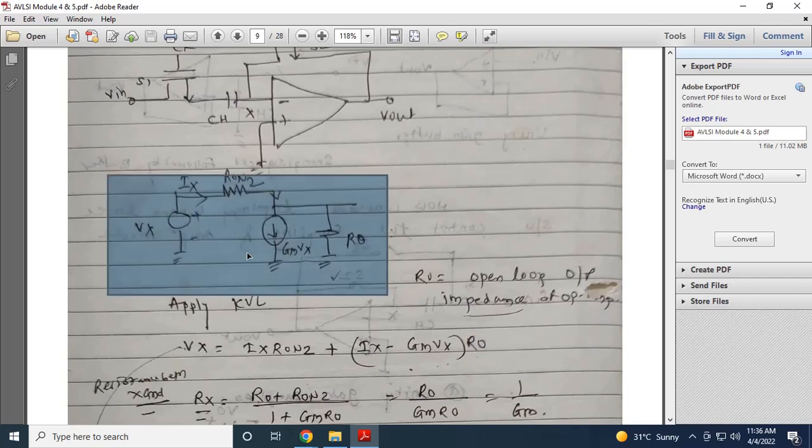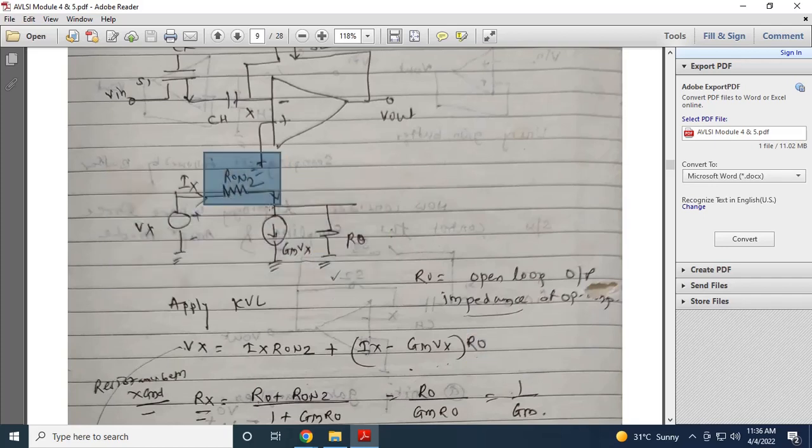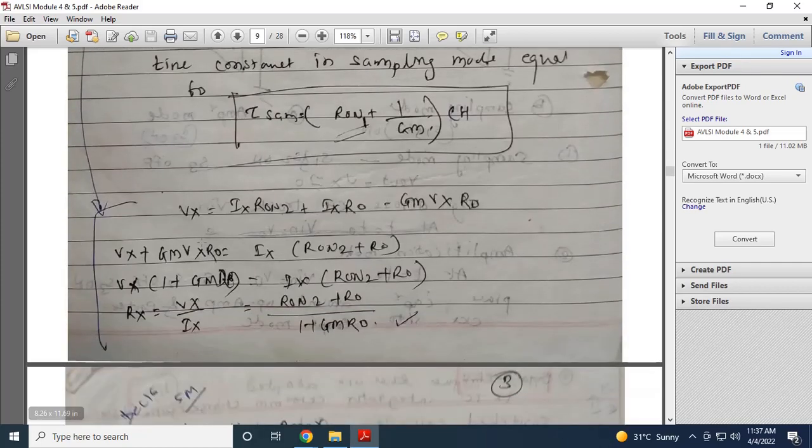So we apply KVL to this circuit, that is Vx is equal to the drop across the resistance Rn2 and the drop across R0. The voltage drop across R0 is this current Ix minus this current Gm into Vx. So this is the current which is flowing through the resistance R0. Now we can simplify this. The minus Gm Vx R0 will come to the left hand side, so it becomes a plus. So Vx plus Gm Vx R0 equals Ix times the common terms Rn2 plus R0. On the left hand side, again we can take Vx common, so it is Vx (1 plus Gm into R0) equal to Ix (Rn2 plus R0).